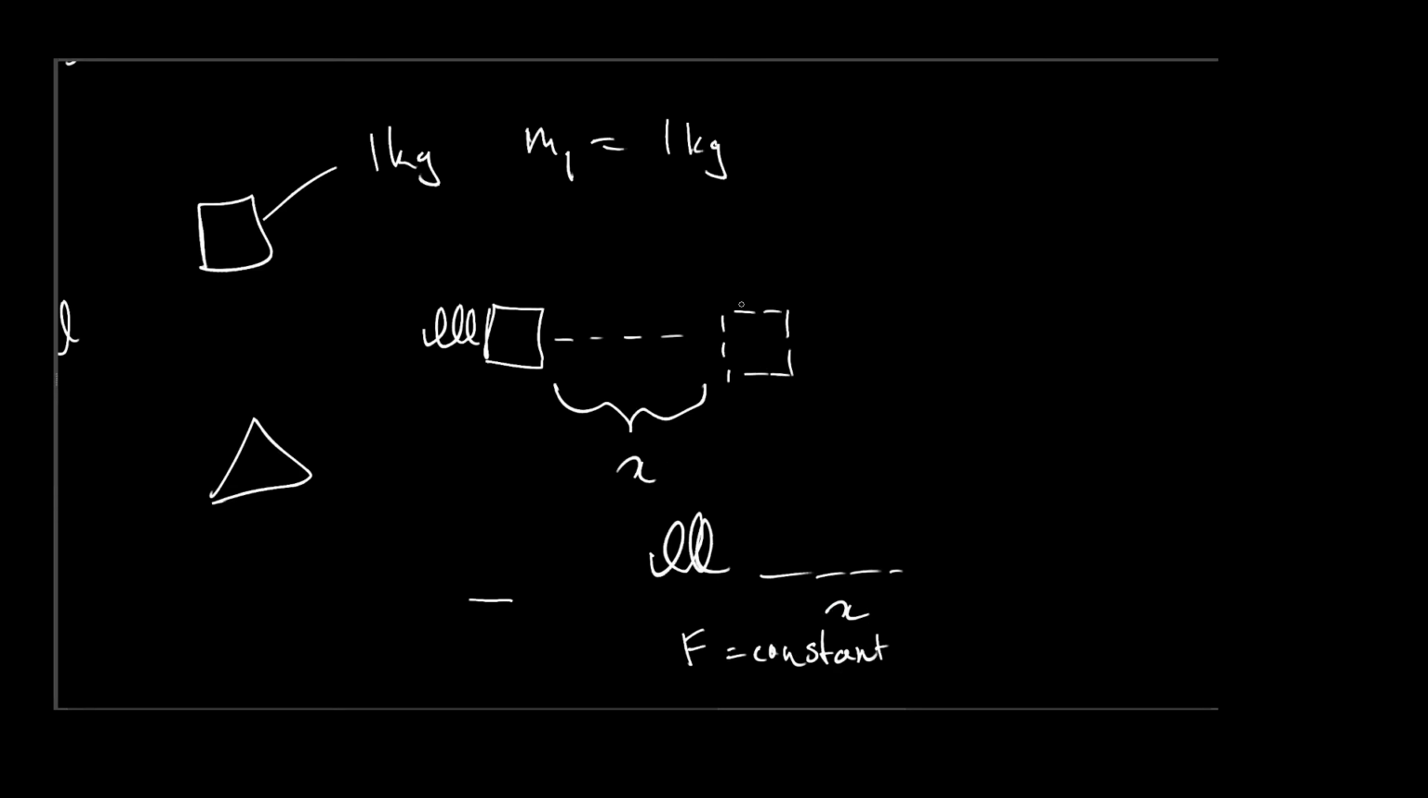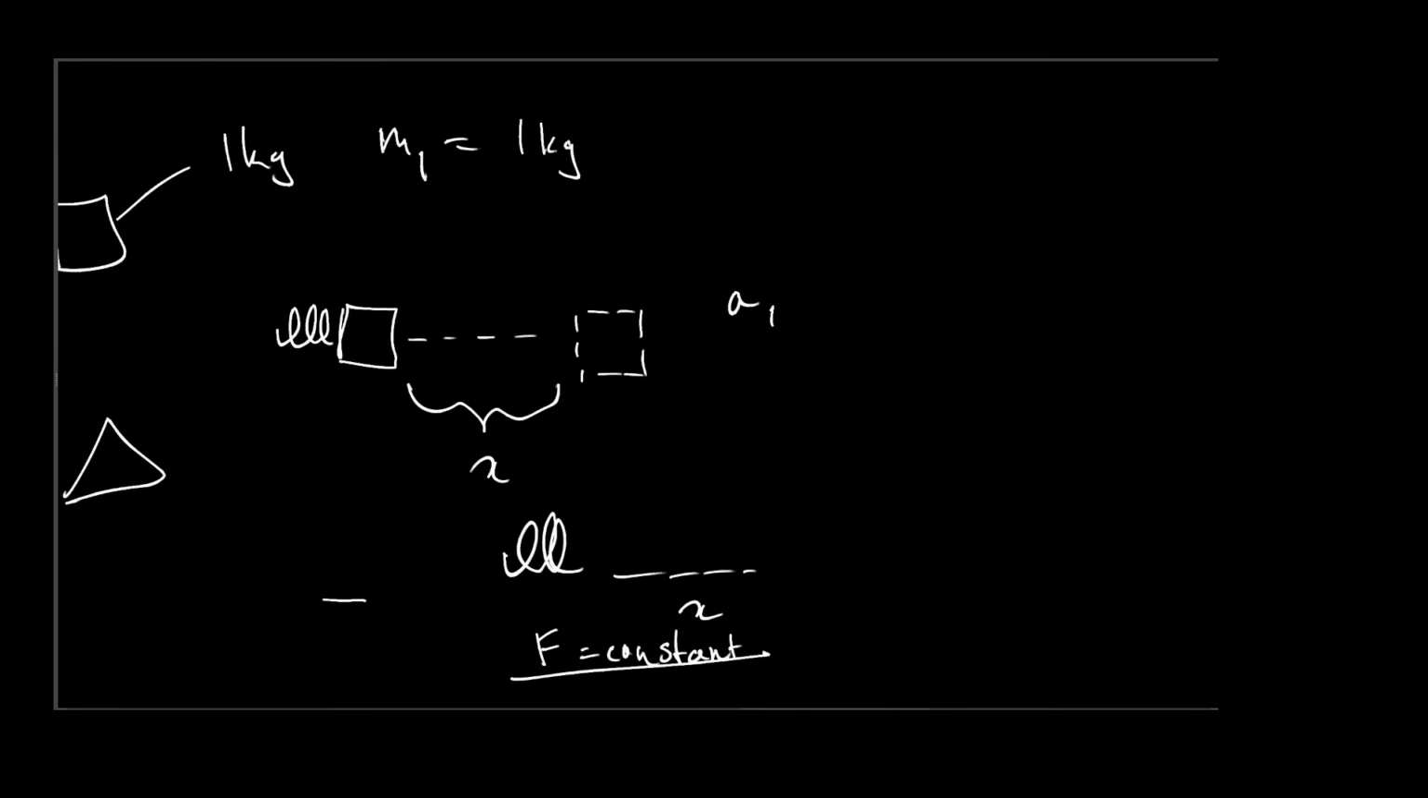Alright, so we have our quote-unquote 1 kilogram mass. We've pulled it back by some X amount, meaning we have a constant force, and we're going to let go. By letting go, we're going to measure the acceleration, because we're able to do that, and we'll get the acceleration of m1, so I'll call that a1.